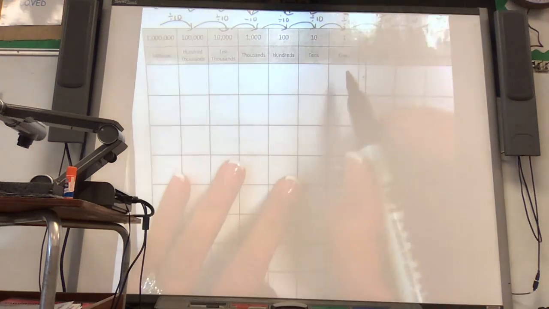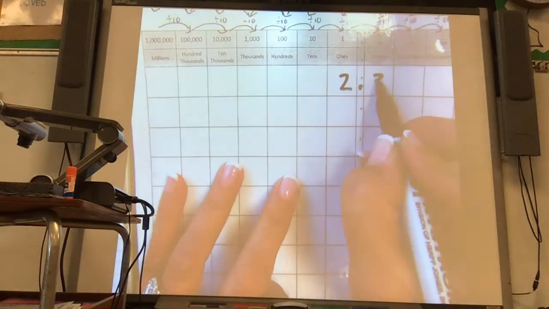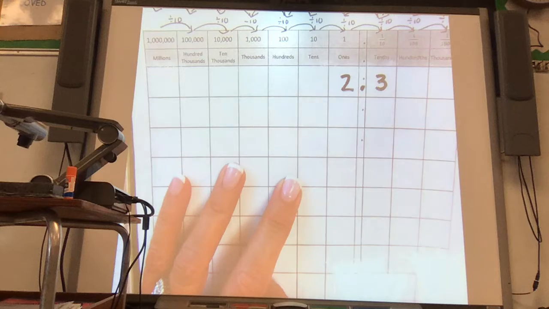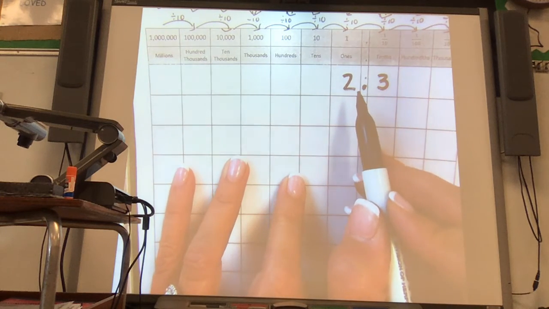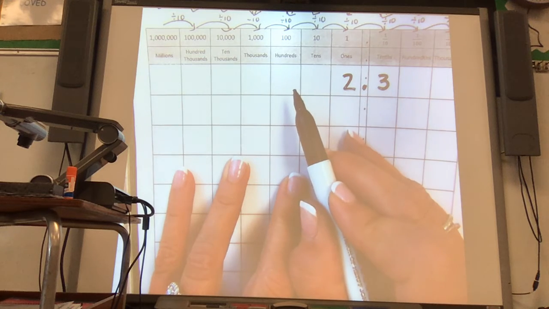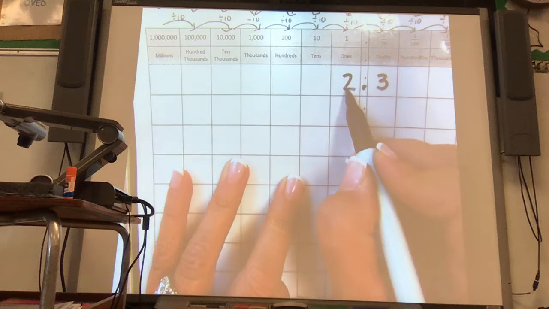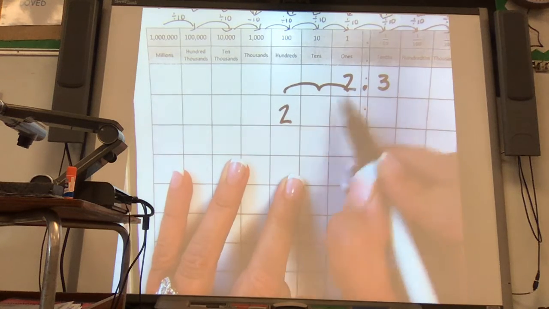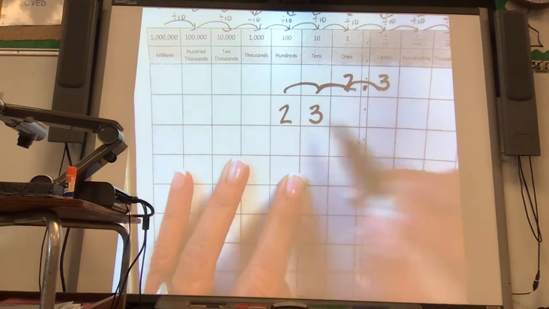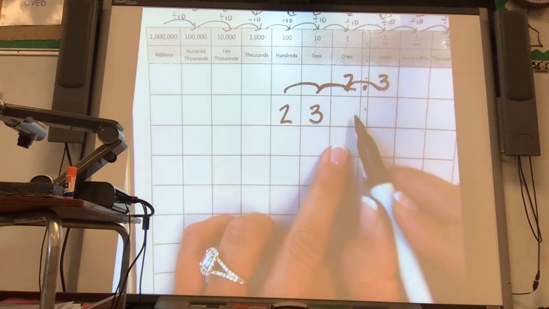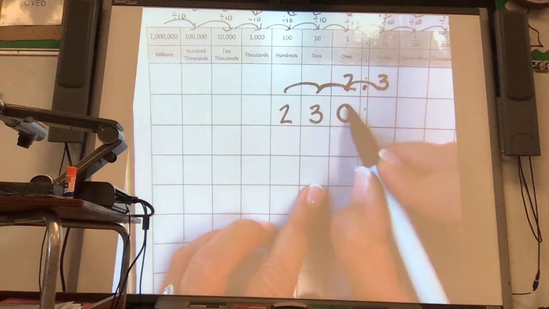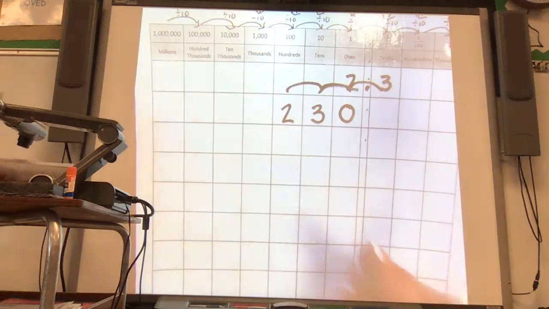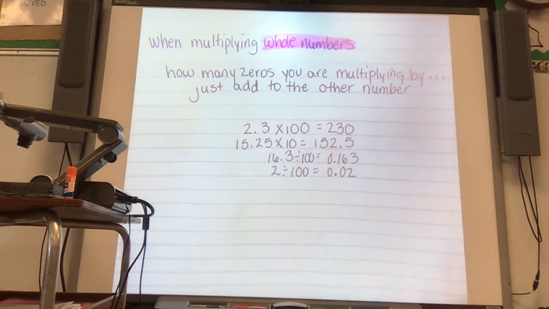And we said 2 3/10 times 100. Remember that we are multiplying by 100. Multiplying meaning we're moving to the left. 100 has 2 zeros, so we're taking 2 hops. And we have this blank space here in the ones. We have to fill that in with something, so we fill it in with the 0. And our answer was 230.